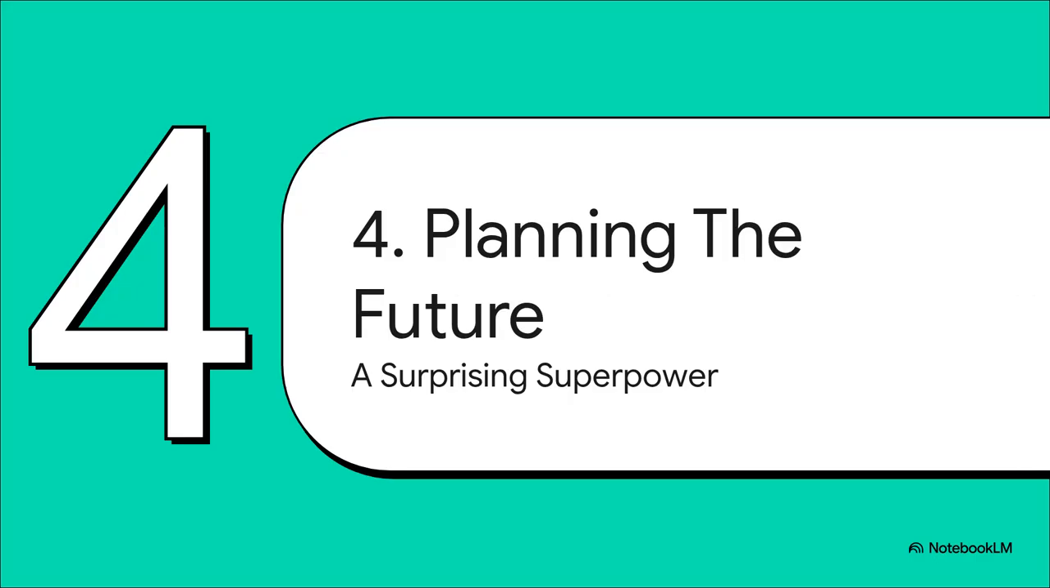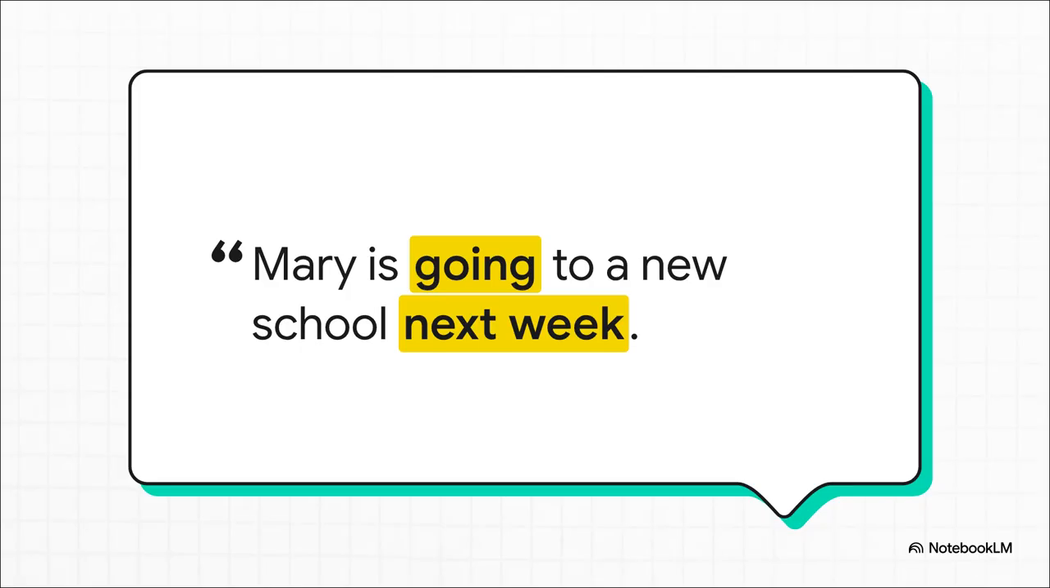And now we've arrived back at our big question. This is the surprising superpower of the present continuous. Using it to talk about the future. This is where this tense really shows off. Just look at this. Mary is going to a new school next week. Okay, the action hasn't happened yet. But the way we're saying it, it tells us this isn't just some vague dream. This is a fixed plan. An arrangement has been made.